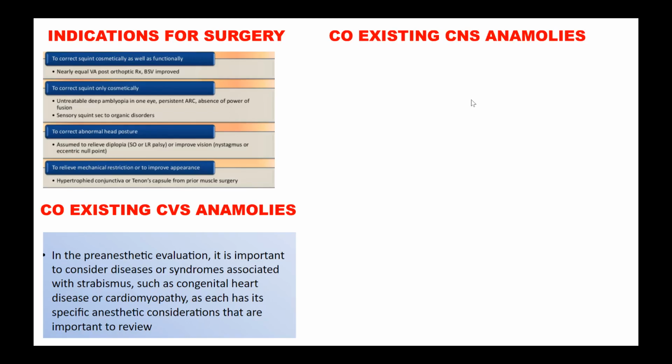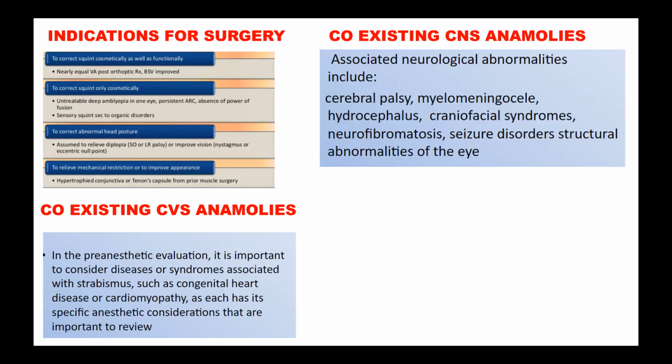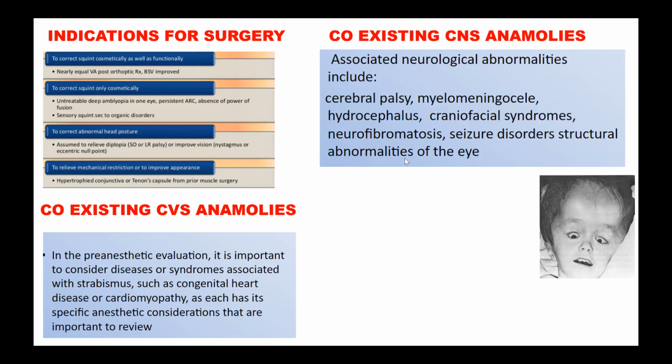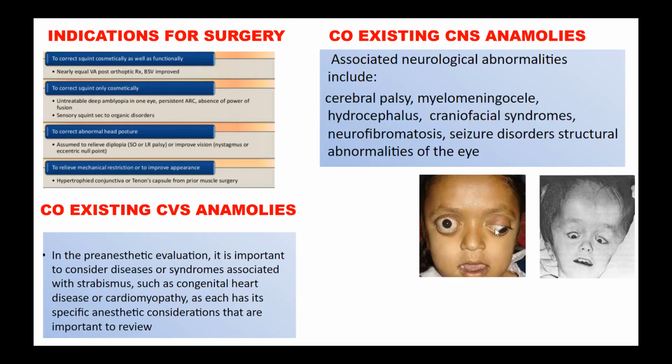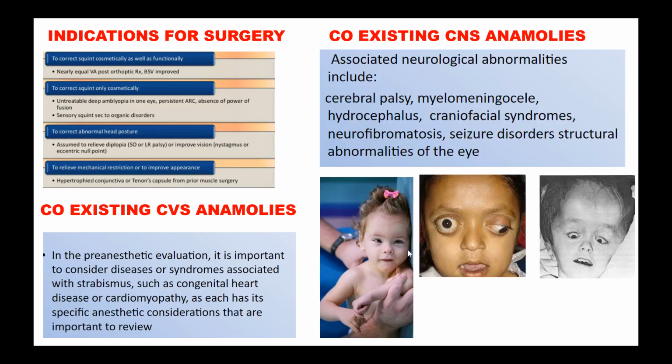What are the coexisting CNS anomalies the patient may have? Associated cerebral palsy, meningomyelocele, hydrocephalus, craniofacial syndromes. They also may have. So this is a case of cerebral palsy. So look out for all these things, and that will be very obvious if they have them.